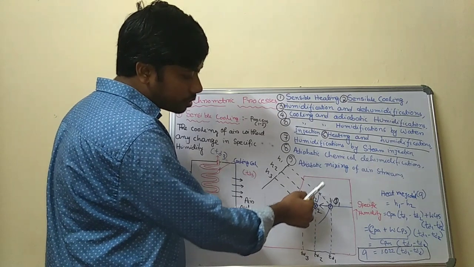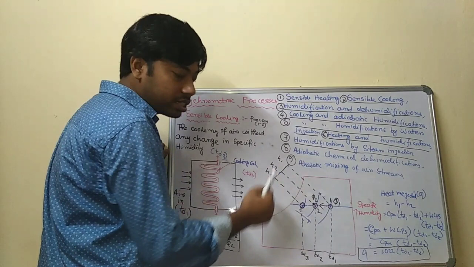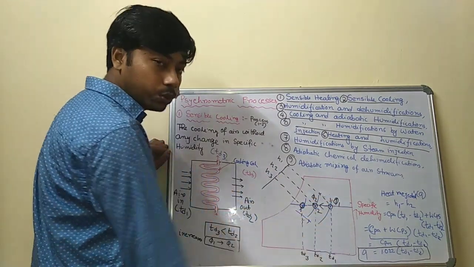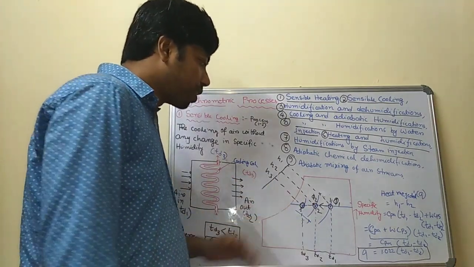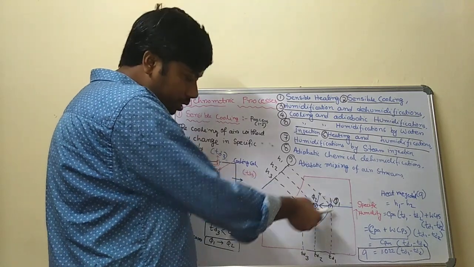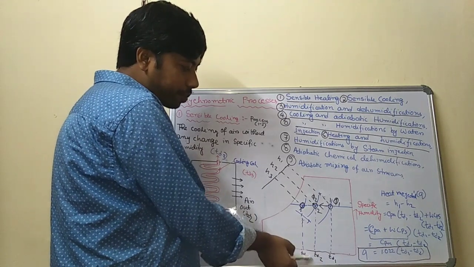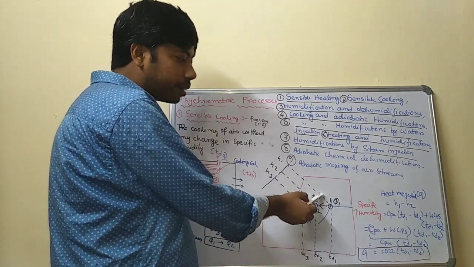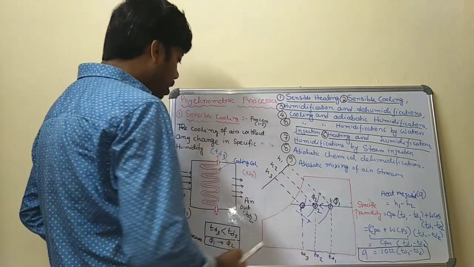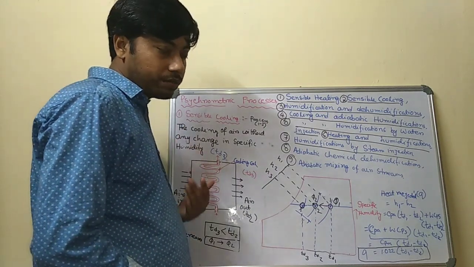Now these are the relative humidity lines phi 1, phi 2 and phi 3 corresponding to the processes. This process is from 1 to 2. When the dry bulb temperature line cuts the relative humidity line, suppose here at the phi 2 line, it is a constant specific humidity line, where specific humidity doesn't change.